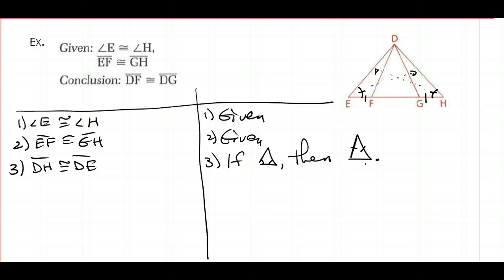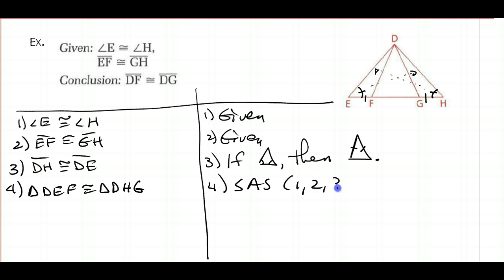And that gives us everything that we need to prove triangle DEF is congruent to triangle DHG by side angle side from steps 1, 2, and 3. And once we have 1, 2, and 3, and the triangles are congruent, I can prove that DF is congruent to DG by CPCTC.